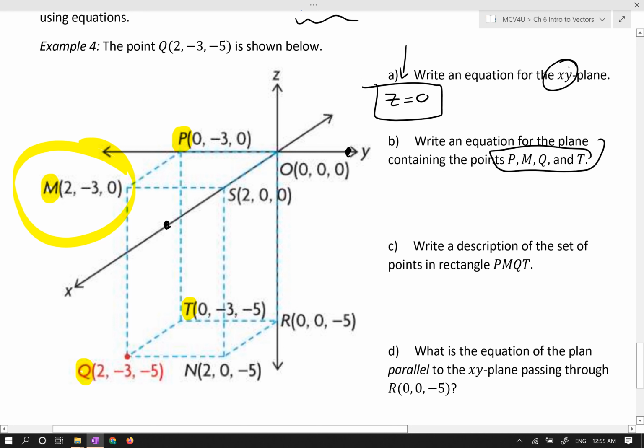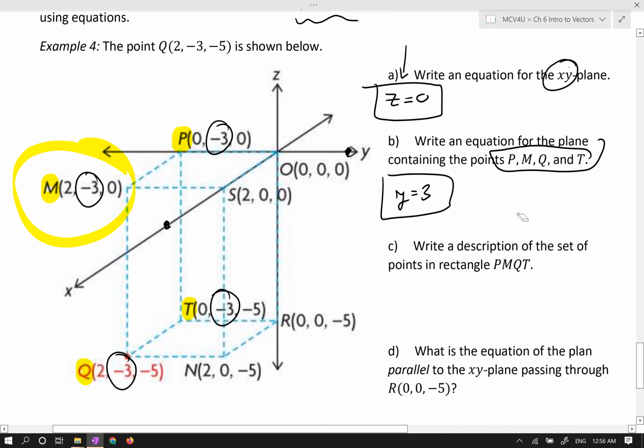So down here with P, M, Q, and T, let's look. Okay, our x coordinate for P and M is 0, 2, 0, and 2. So no, that coordinate is not consistent. My y coordinate is -3, -3, -3, -3. There, I found it consistently. All of these points will fall on the plane y equals -3.